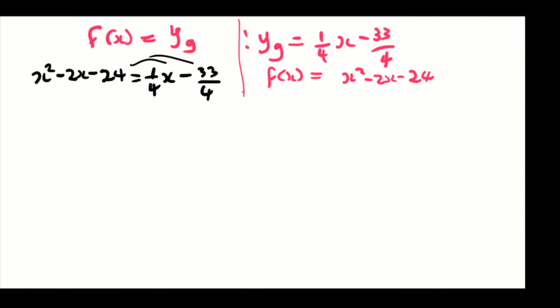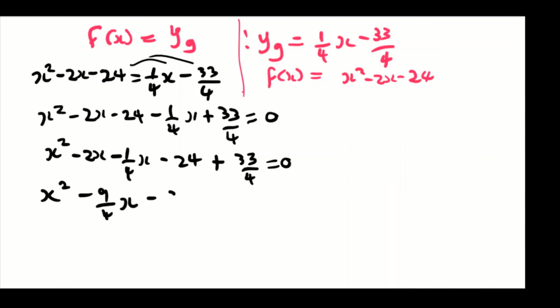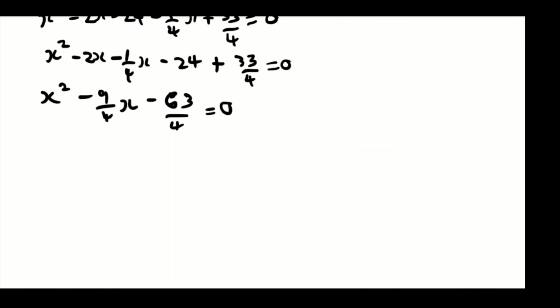Then we transpose everything to the other side. We have x squared minus 2x minus 24 minus 1 over 4x plus 33 over 4 equals 0. And then we collect the like terms, so it's going to be x squared minus 2x minus 1 over 4x minus 24 plus 33 over 4 equals 0. So if you write the standard form, it's going to be x squared minus 9 over 4x minus 63 over 4 equals 0. So you can use your quadratic formula, or you can multiply out the 4 and factorize. So it's up to you.